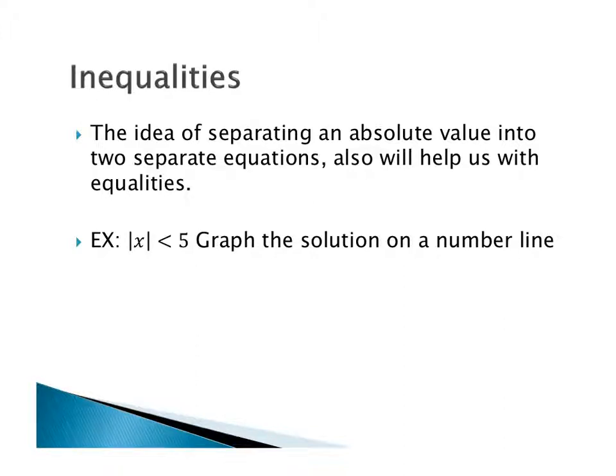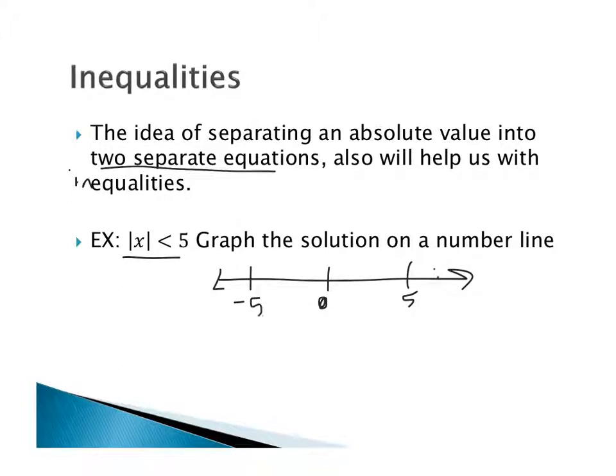The idea of separating an absolute value into 2 separate equations also helps us with inequalities. For example, let's take the one we were using in the previous slide: the absolute value of x is less than 5. Let's graph this on a number line, and then we'll talk about how we do this algebraically. If you imagine 0 is here, and we'll put 5 out here, and we'll put -5 out there, because we do know that the distance between those is 5 and 5.